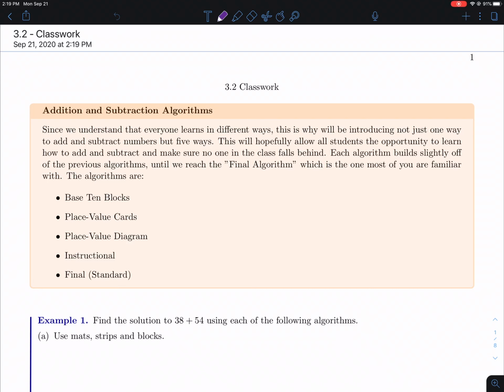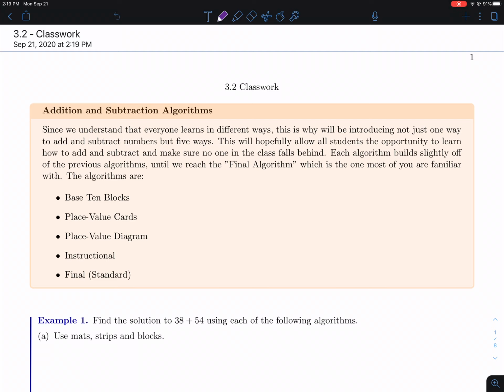All right. Well, hopefully everybody did pretty good with just turning stuff into base 10 blocks and playing around with that a little bit. So in this case, again, what we want to do is go through some different addition and subtraction algorithms. And again, this is more from an educational perspective.